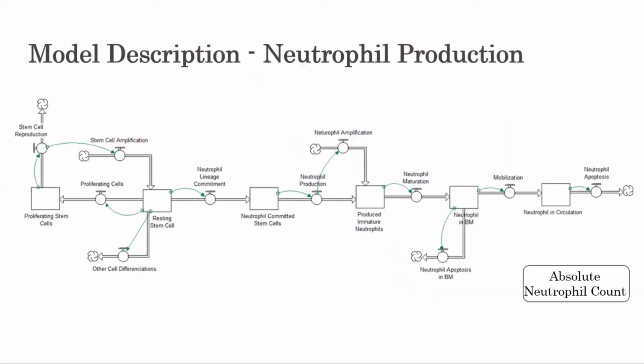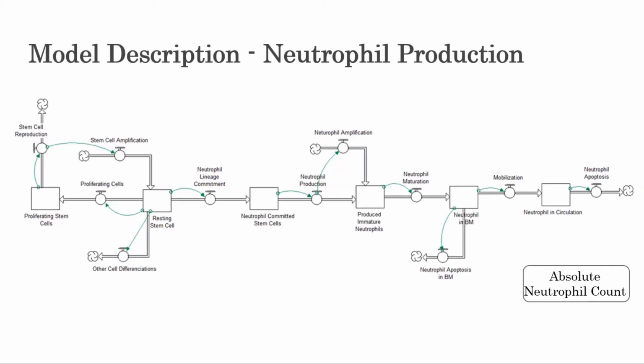Now the stock flow structure. 2 stocks on the left represent the resting stem cells and the mitotic stem cell pool undergoing proliferation and amplification. Stem cells committed to the neutrophil lineage are amplified in number, then move into the phase of maturation. After this phase, mature neutrophils join the bone marrow neutrophil reservoir.